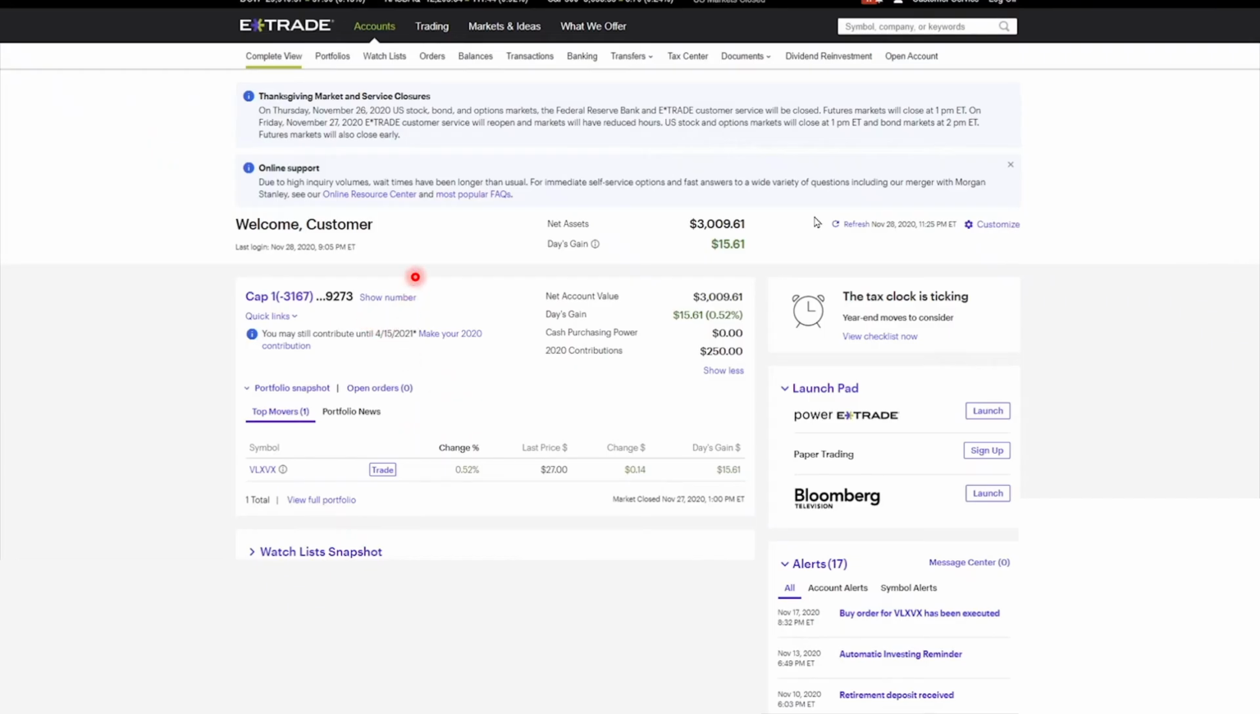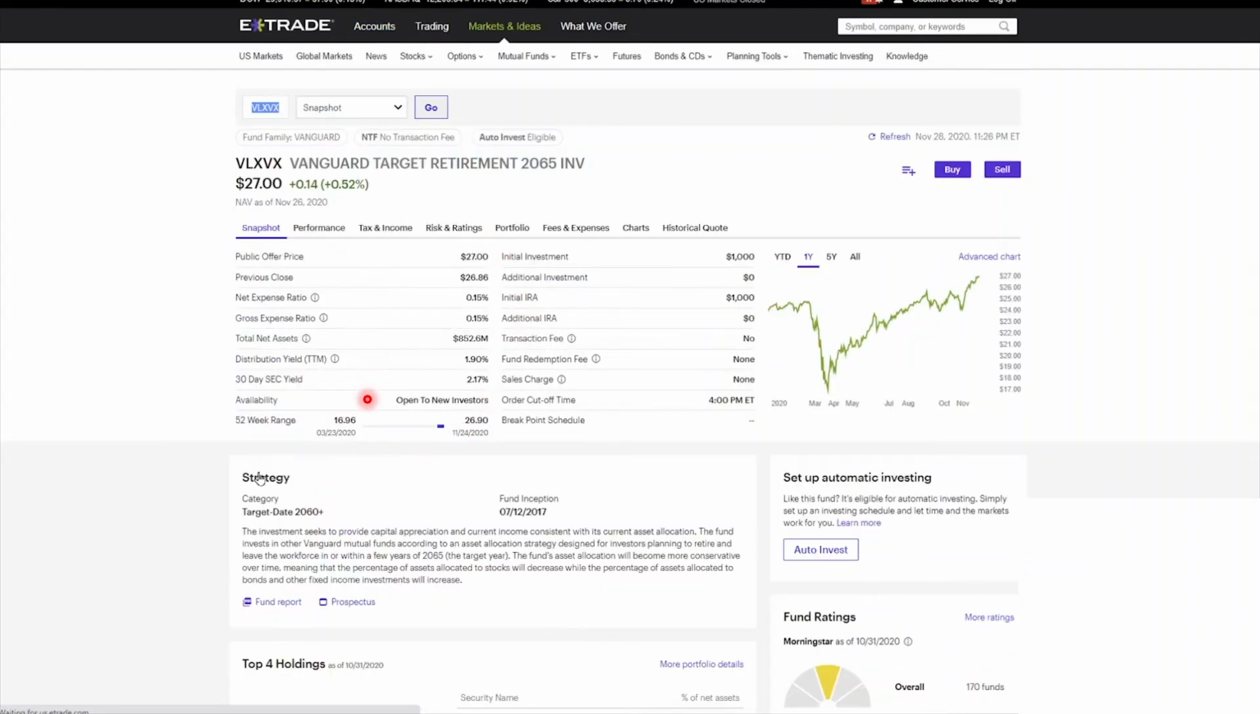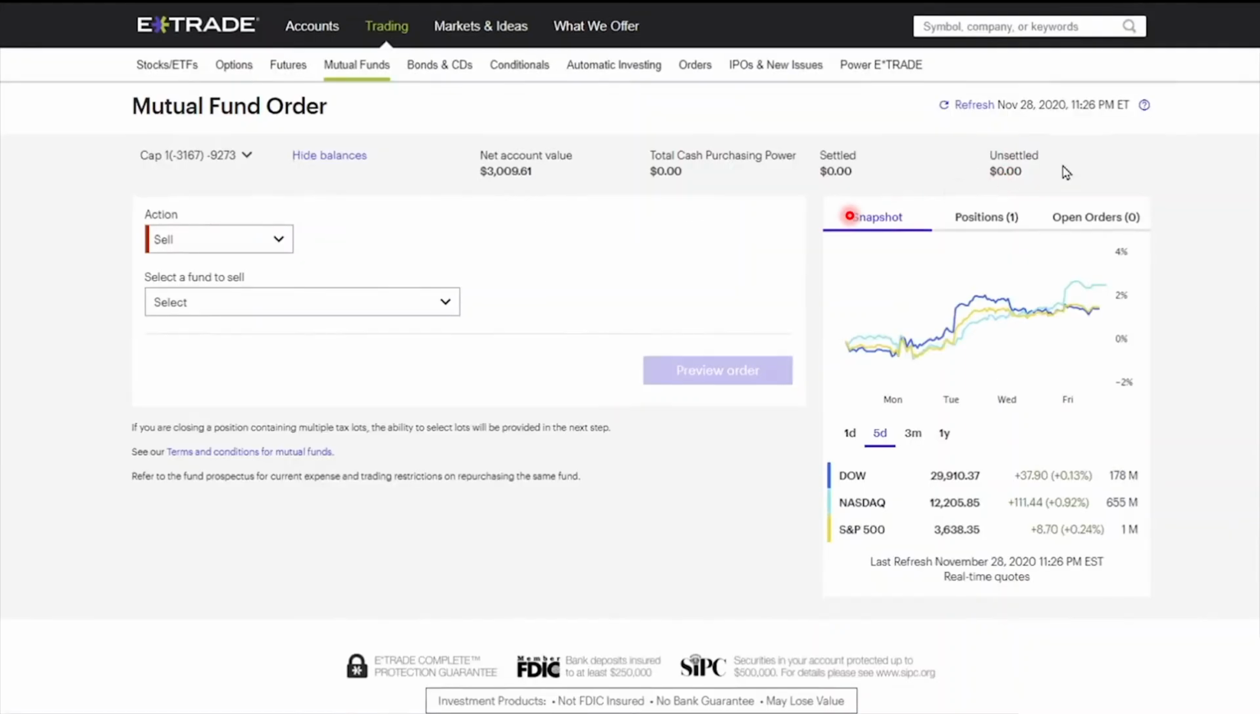So if you have stocks right here, under accounts, complete view, you can sell the stocks you have. So they've gained $15.61. We have this one right here. You can trade it. Come here. You can go ahead and sell it as well.